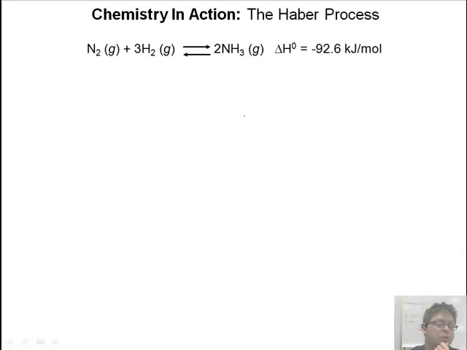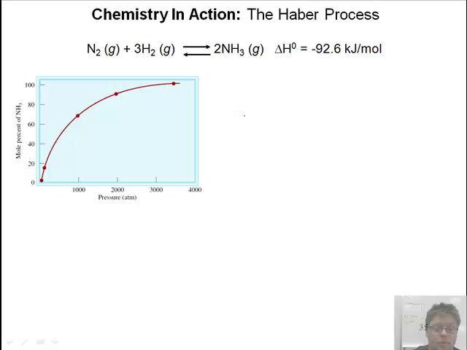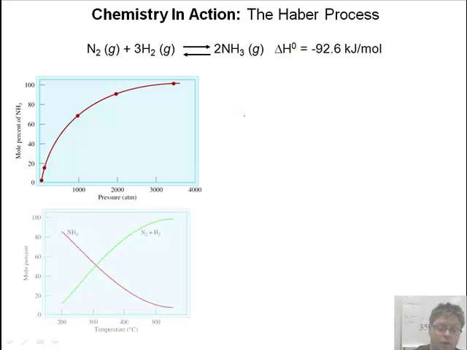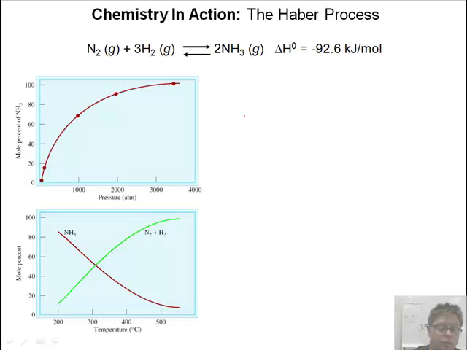This chemistry is put in place in the Haber process, nitrogen and hydrogen making ammonia, and it is exothermic, 92.6 kilojoules per mole produced in the reaction. The mole percent of NH3 versus pressure, you can see the relationship. Getting it up to 100%, you need a large amount of pressure. The more percent you have with the temperature, it affects the concentration of products, NH3, and the reactants, N2 and H2.